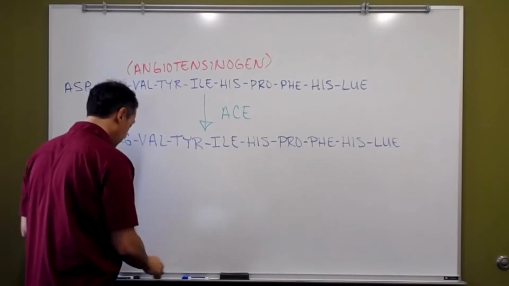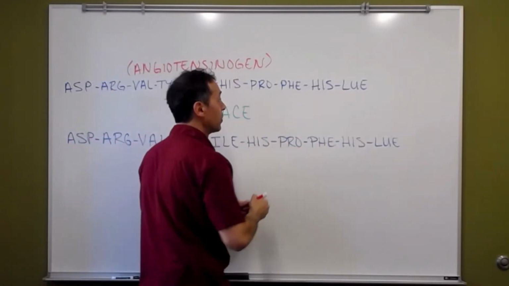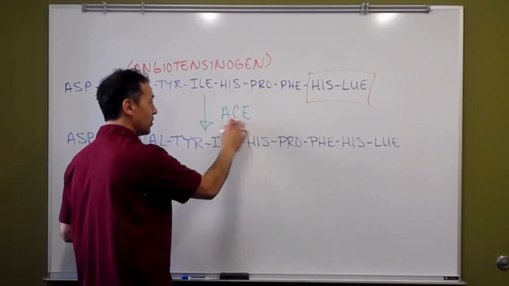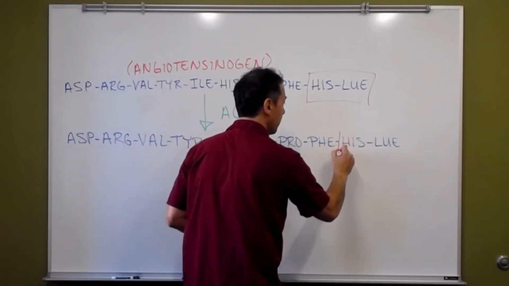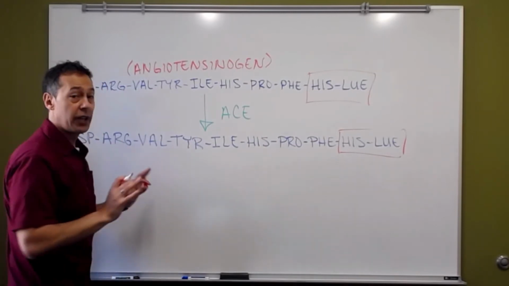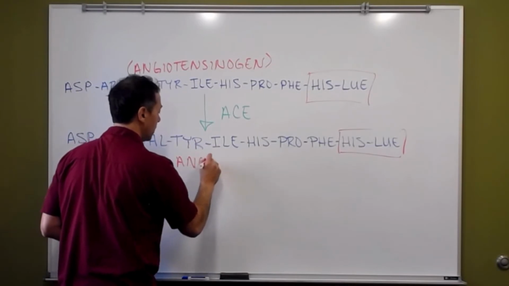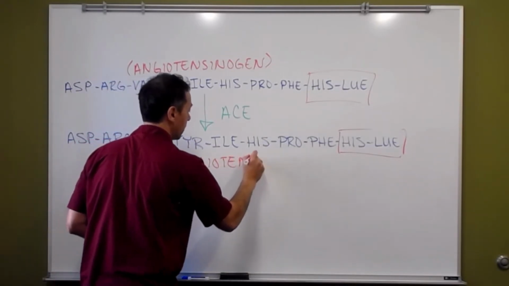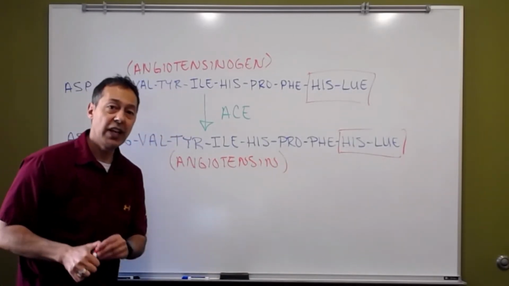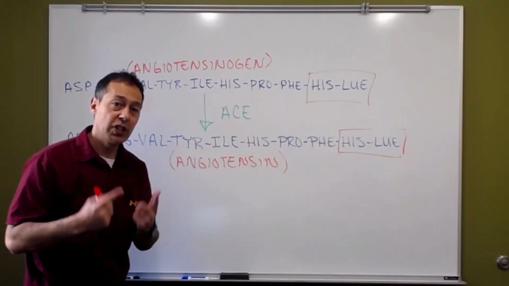And what it does is it cleaves off these last two amino acids. So these two amino acids get cut off by ACE, this angiotensin conversion enzyme, like this, it just removes that. And then what is left over here is called angiotensin. Angiotensin is a vasoconstrictor, so it narrows the blood vessels and increases blood pressure.